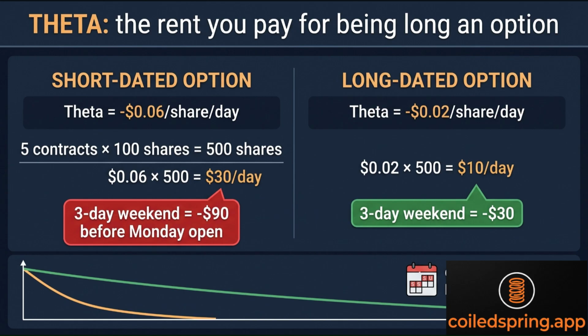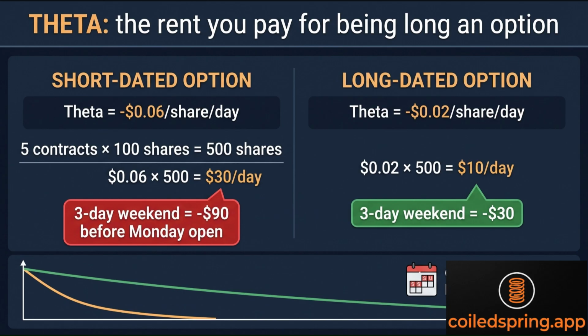5 contracts times 100 shares equals 500 shares of exposure. 6 cents times 500 equals $30 per day. Every single day, $30 leaves your position, just from time passing. That's manageable on a Tuesday. But now think about a long weekend, Friday close to Monday open. 3 calendar days pass. 3 days of theta. $30 times 3 equals $90 gone before the market even opens on Monday. You sit down at your desk, open your positions, and you're already down $90 before the first tick.